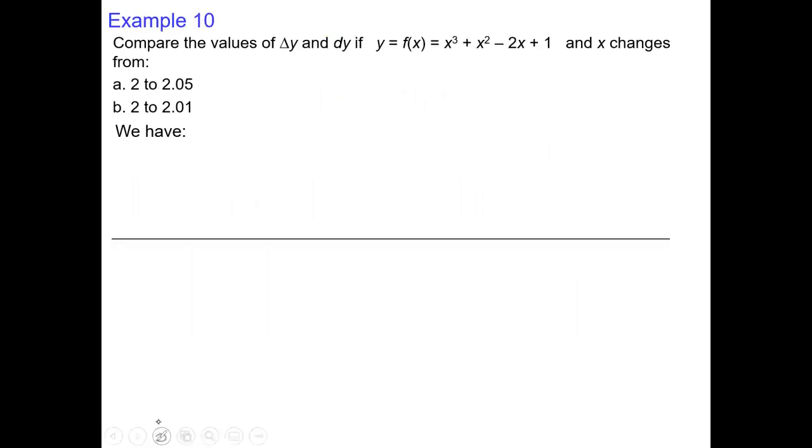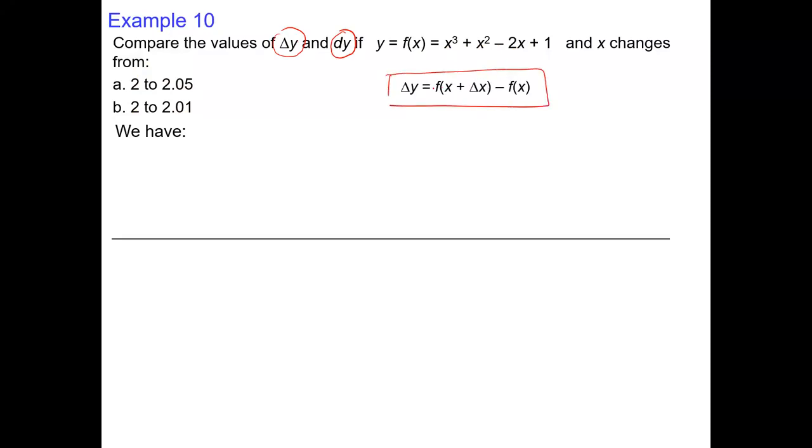Now I will have an exercise, which probably is not an exam type exercise. It's just homework, like practicing. We have a polynomial function of third degree, x cubed plus x squared minus 2x plus 1. Then x is changing. Everything is happening at 2, the point of tangency, but we're going away 0.05 units and 0.01. The question is, we have to compute delta y and dy. And we remember dy is much simpler.